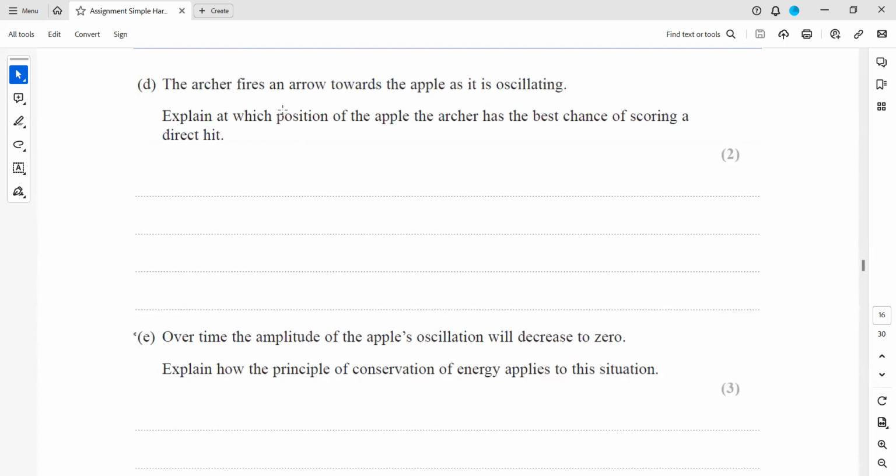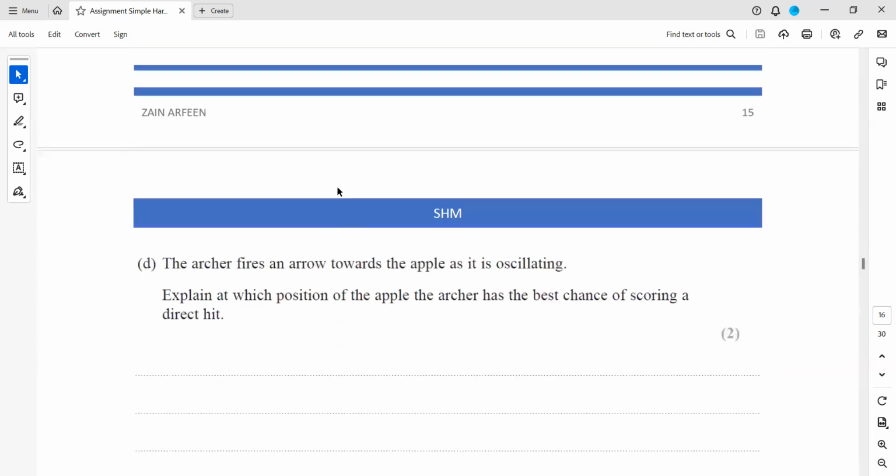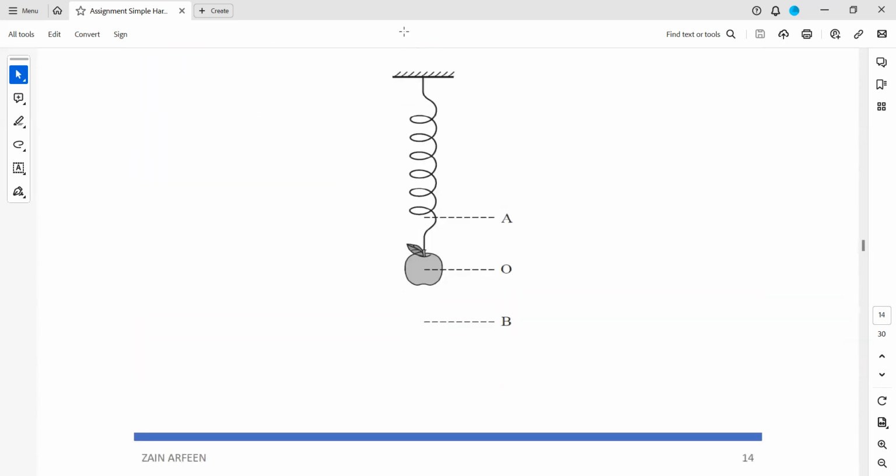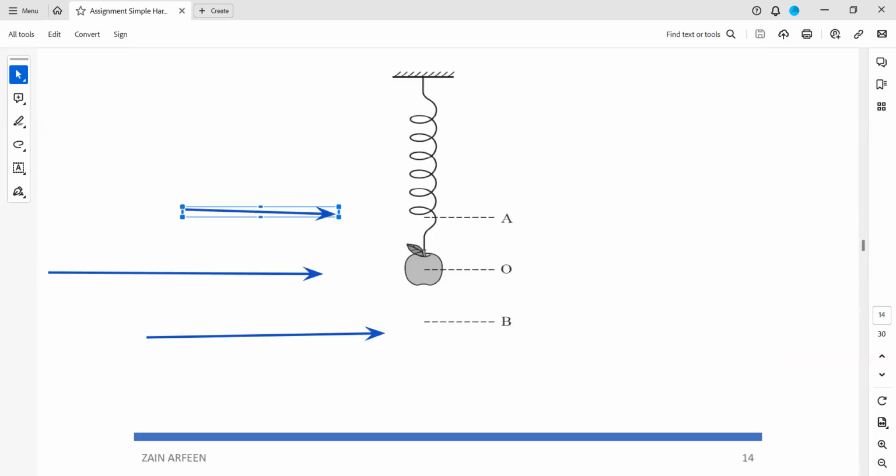Then the archer fires an arrow towards an apple as it is oscillating. Explain at which position of the apple the archer has the best chance of scoring a direct hit. Like, at which position do you think the archer should aim so he will get a direct hit? Should he point towards O, or towards B or A? So what is the best position? The best position is A and B. Why is the best position A and B?